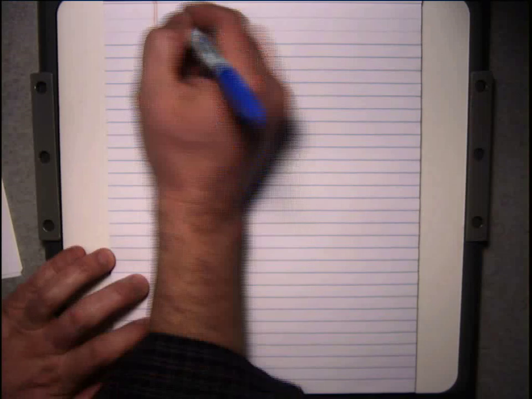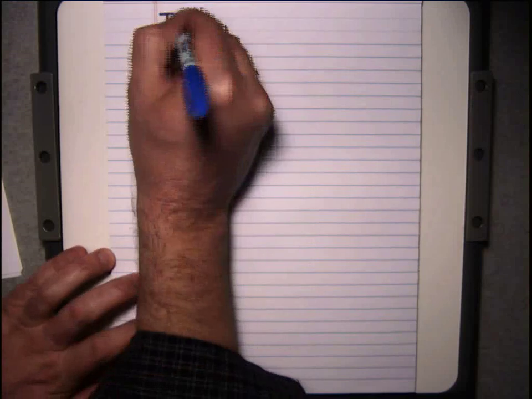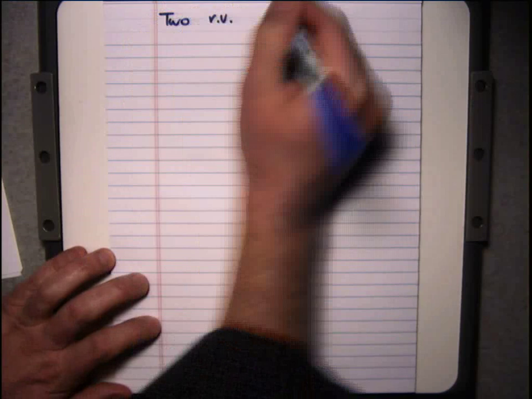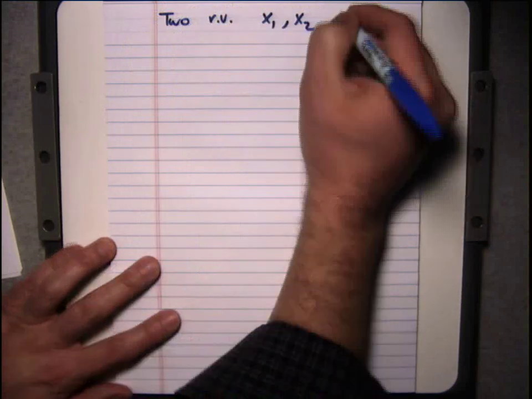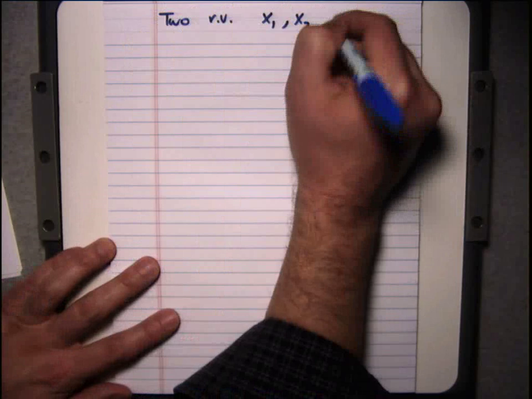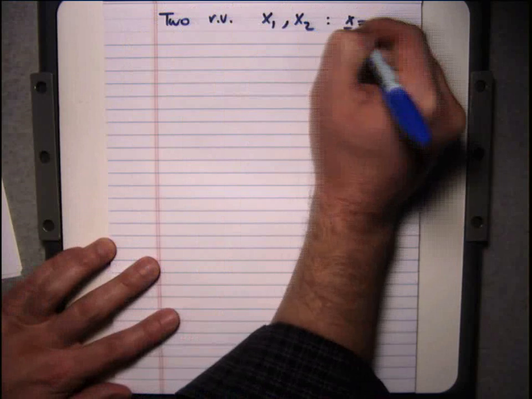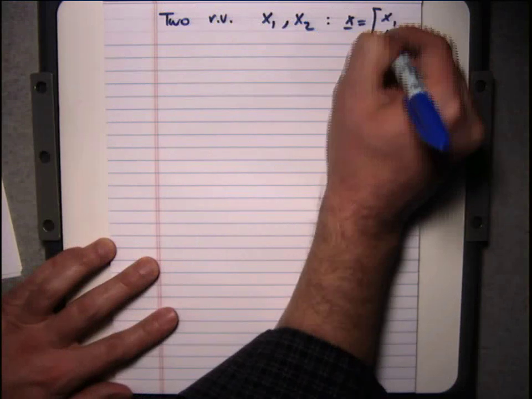Okay, so with two random variables, things get interesting. So let's think about it. Suppose you have two random variables. Let's call them x1 and x2. Sometimes we will denote these as a vector. We'll write x with an underbar, and we'll say x1 and x2 like this.